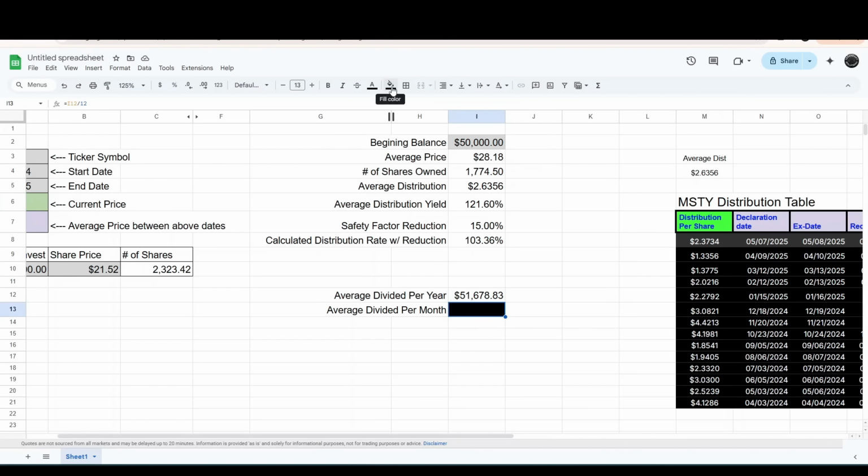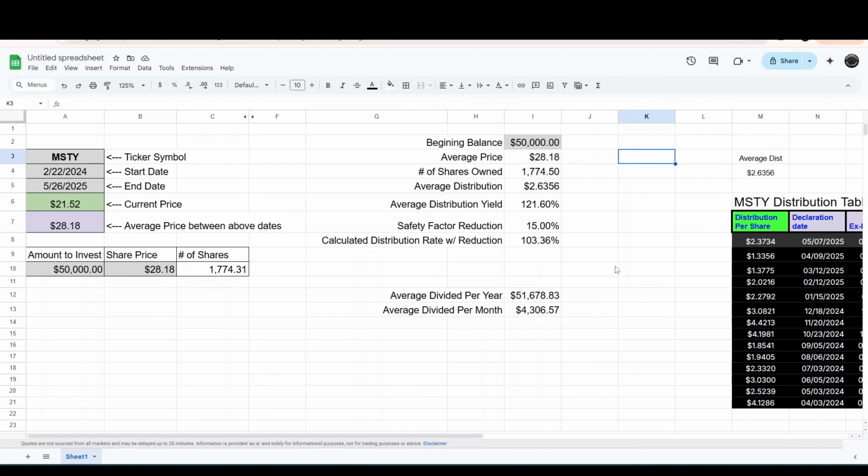So we'll take that, and that's just divided by the 12, and that gives us $4,306.57. So we are just shy of our $5,000 per month. Now we can do one of two things. We can change the safety factor, or we can say, okay, well, what if we were to buy, say, 2,000 shares? So to see how we can get up to that 5,000 per month, we'll just enter in that beginning balance. We'll just change that.